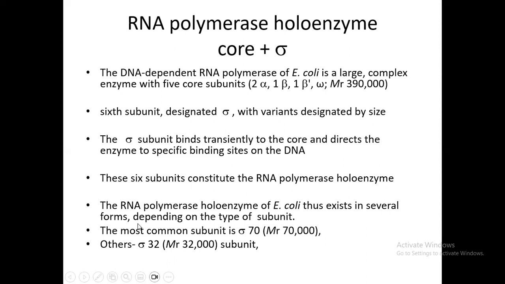In case of E. coli, sigma 70 is the most common sigma subunit, which is involved in expression of most genes in E. coli. While sigma 32 is one of the variants that is involved in expression of a group of genes involved in the heat shock response.